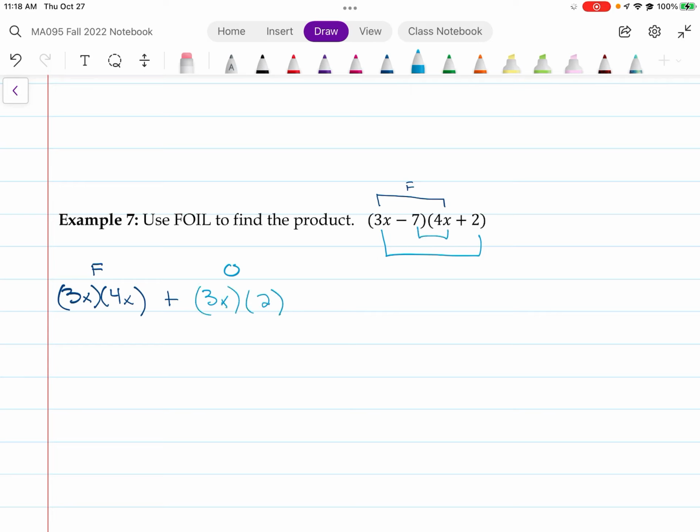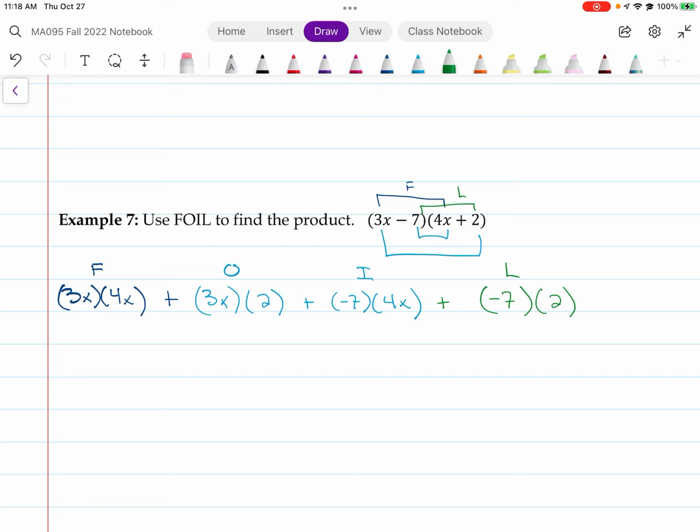And then my inner is going to be negative 7 times 4x. And my last is going to be 4x times 2. Nope. Sorry. The last is going to be negative 7 times 2.